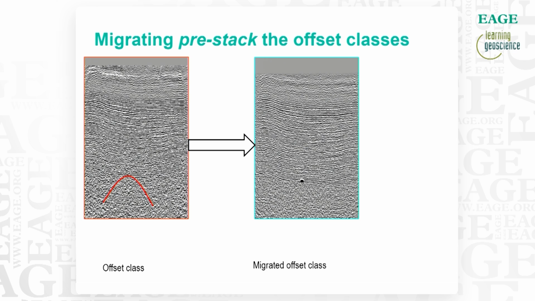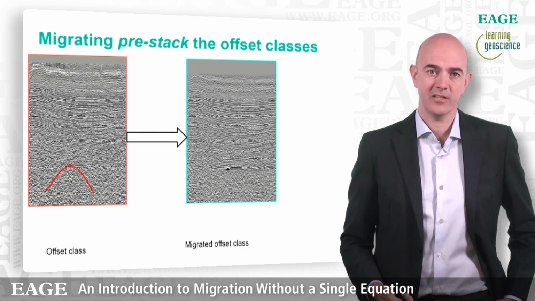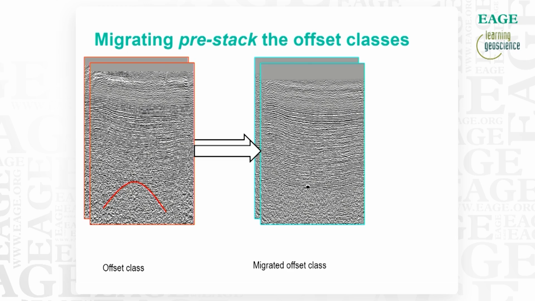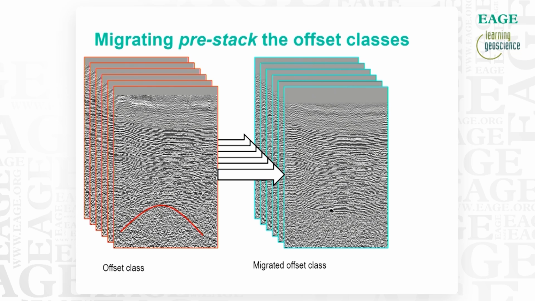So why do we want to migrate data with an offset? Because with this approach, we are able to migrate pre-stack data. What we are going to do is take pre-stack offset classes, unmigrated offset classes, and migrate them one by one. Each of the unmigrated offset classes will be migrated and will give a migrated offset class. If we repeat this exercise for all the different offsets in our data, what we get is a set of migrated offset classes: the one with the traces with 100 meters, with 200 meters, with 300 meters, up to the maximum offset that we have.